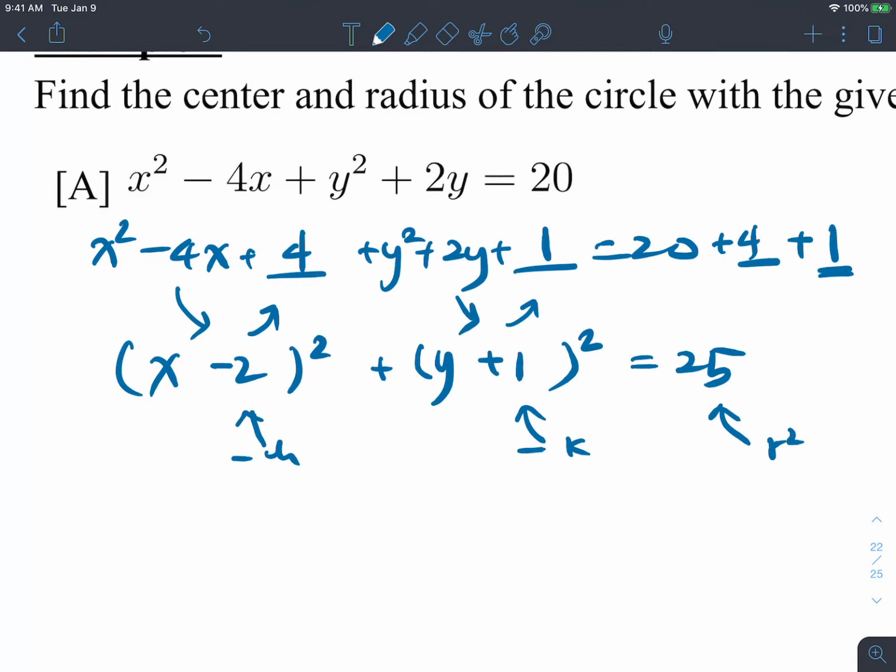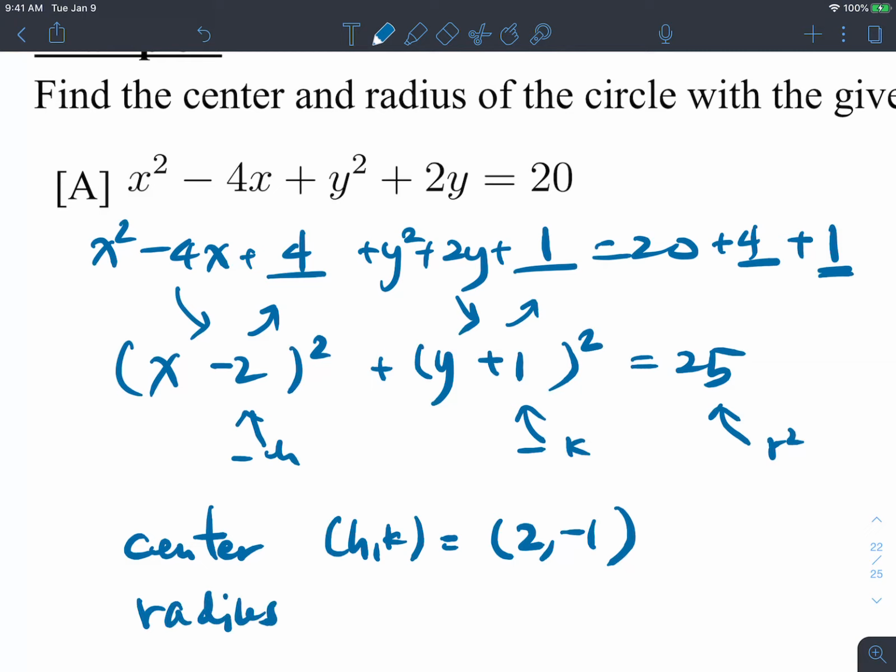So therefore, my center (h, k) has to be (2, negative 1), and my radius r is equal to 5. Please don't put plus or minus 5, guys. Radius is a distance, and a distance has to be written as a positive value. Okay.